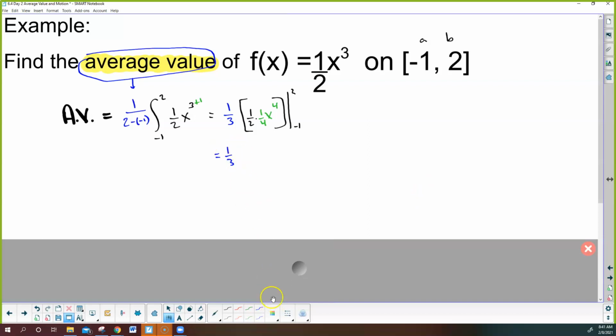So I'm going to leave this 1/3 for the end. We'll deal with that in a little bit. And I know that 1/2 times 1/4 is 1/8. And then I need to evaluate this value at 2 and at -1.